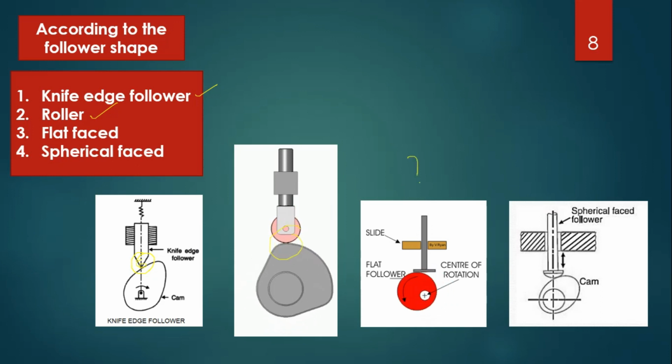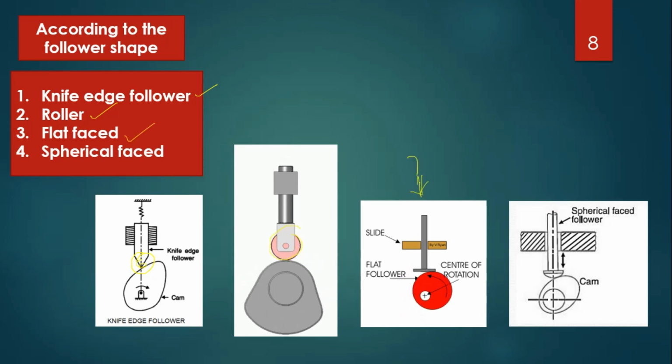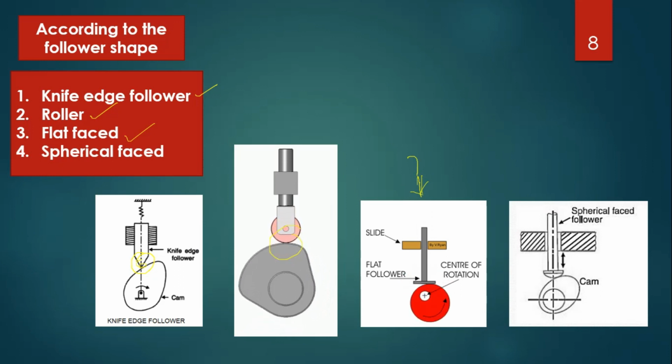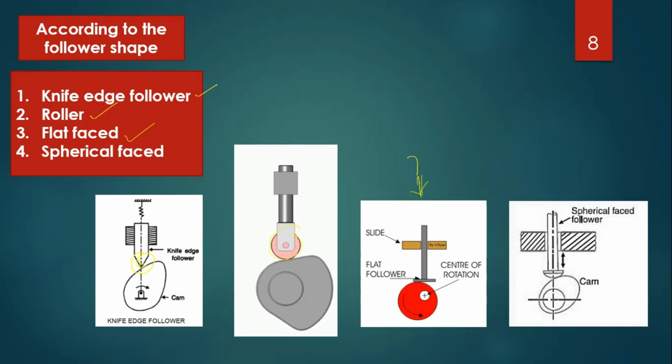Whereas for flat follower, the third category, the contacting end of the follower is perfectly flat faced. See here the end of the follower is perfectly flat, right? In this flat follower, the follower causes high surface stress, right? Moreover, these flat faced followers are commonly used in automobile engines, whereas the last category is spherical faced follower, right?